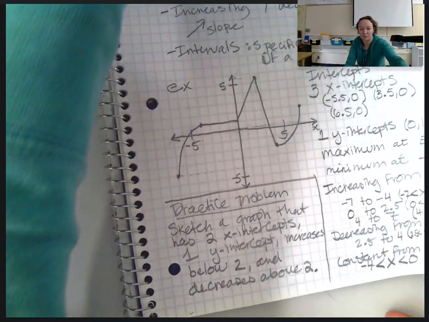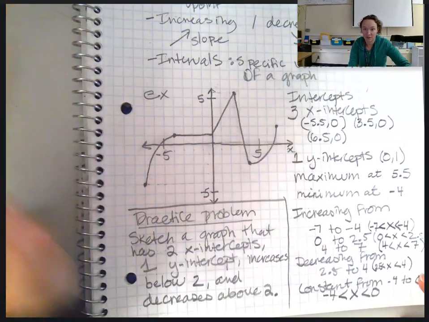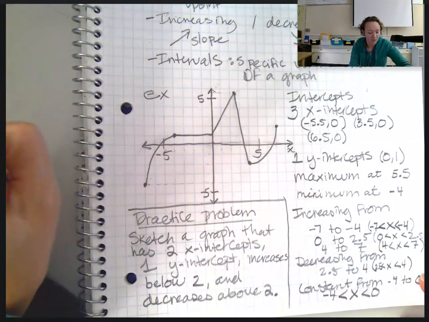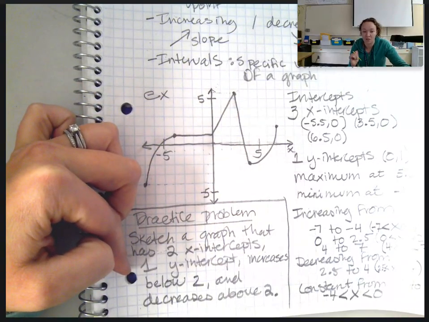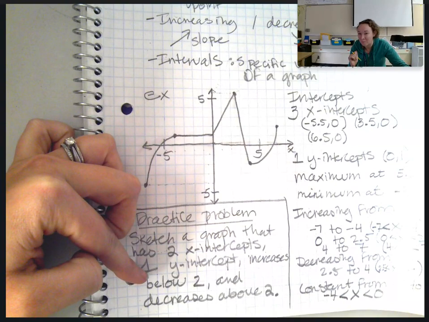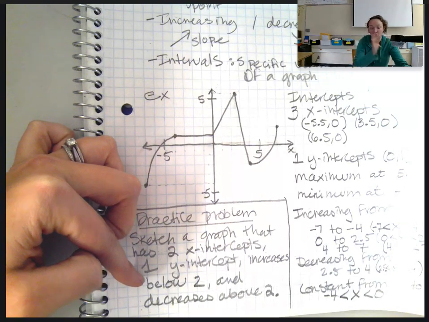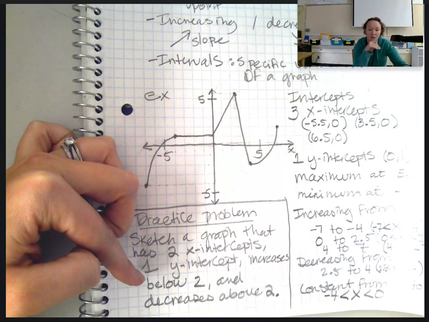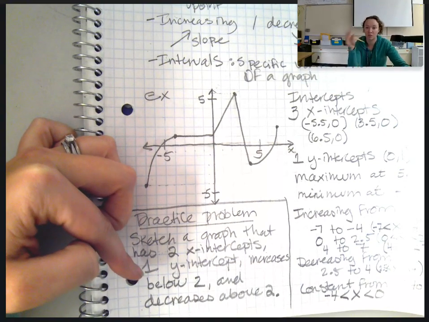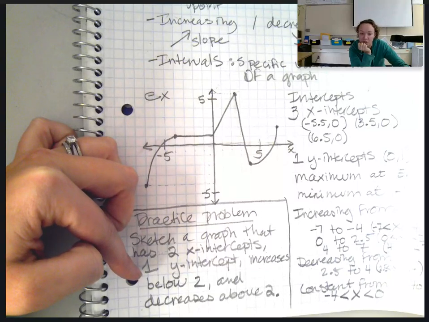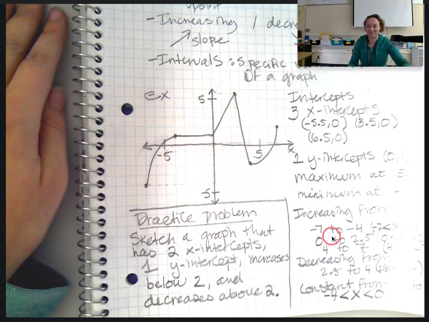So for your practice problem, you're going to sketch a graph that has two x-intercepts. You can decide where the x-intercepts are, but it has to have two of them. It's going to have one y-intercept and only one. It's going to increase below 2. So when the x values are less than 2, it should be going up. And it's going to decrease above 2. So once it hits 2, it needs to start going back down again. Sketch a little graph of this and check it. Good luck.